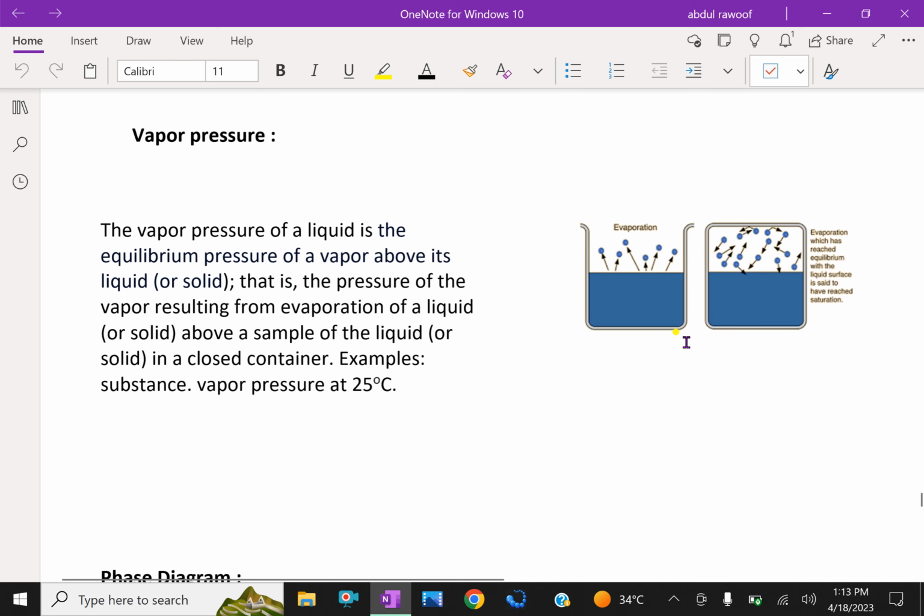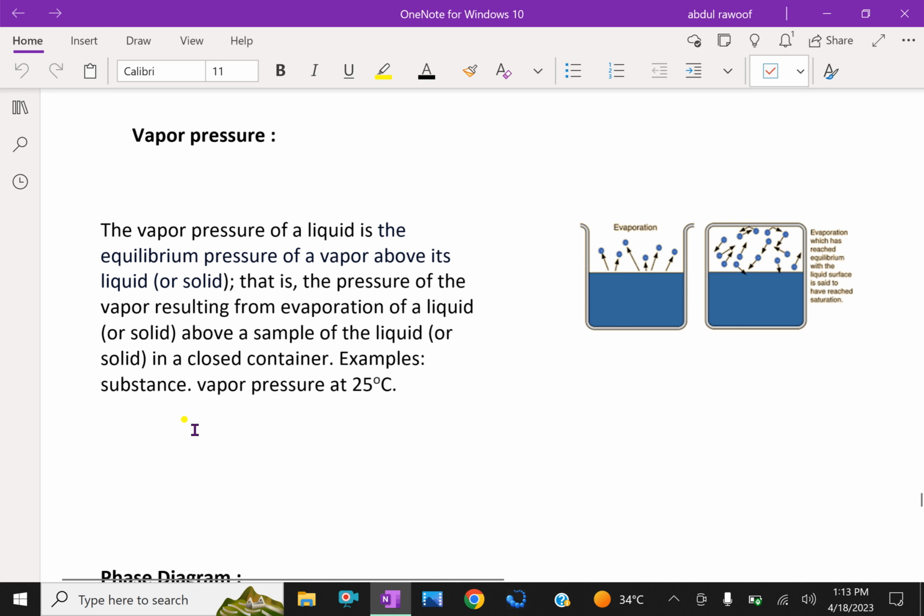What is vapor pressure? The vapor pressure of a liquid is the equilibrium pressure of a vapor above its liquid or solid. That is the pressure of the vapor resulting from the evaporation of a liquid or solid above a sample of the liquid or solid in a closed container.